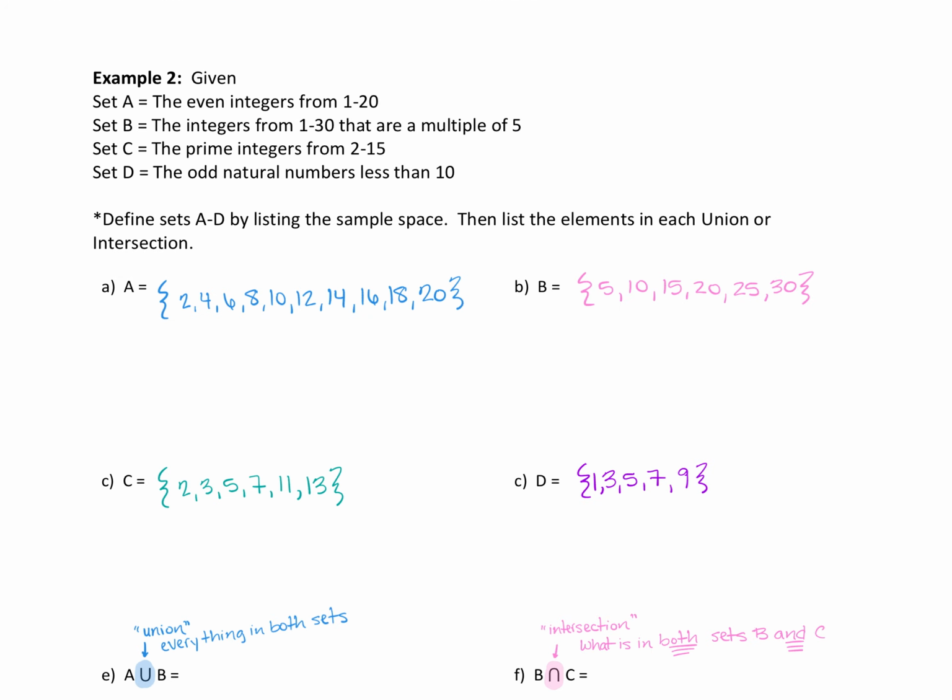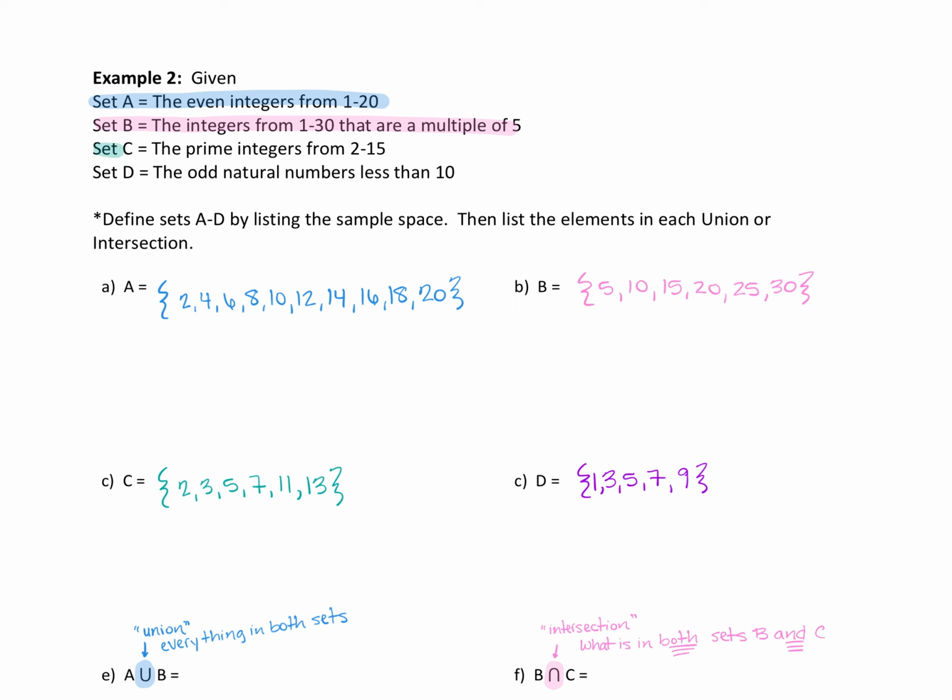Let's do some more examples. Set A is the even integers from 1 to 20. And so this is set A. These are even integers from 1 to 20. And set B is the integers from 1 to 30 that are multiples of 5. So these are multiples of 5 between 1 and 30.